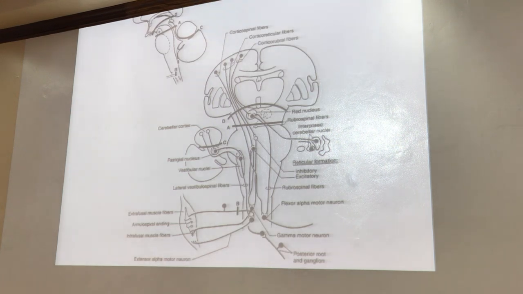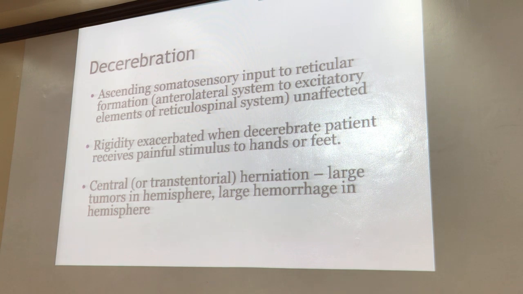So this one will be along this area. The pontine and medullary reticular formation will be the ones intact. The reticulospinal tract will be the ones functioning. Okay, so this has a more severe prognosis.